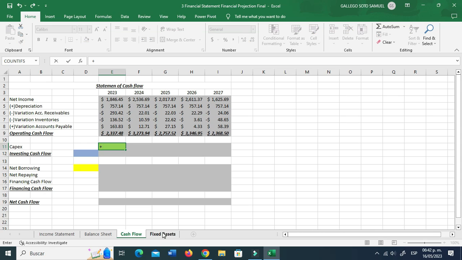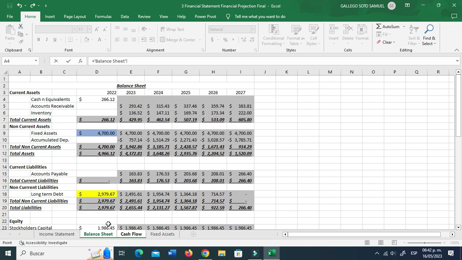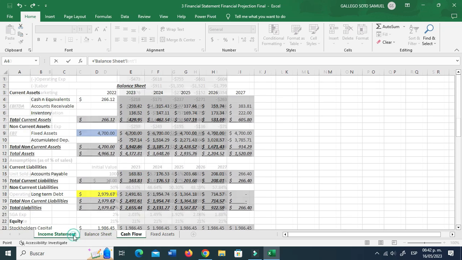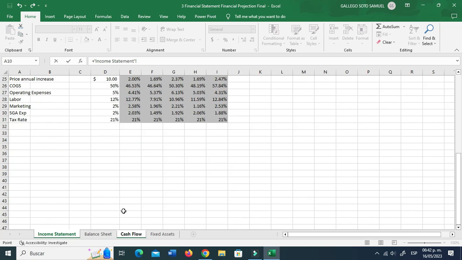Okay. So now the capex. Remember the cells, the green one? Well, let's check for the green one. Let's see where it is. Where was it?